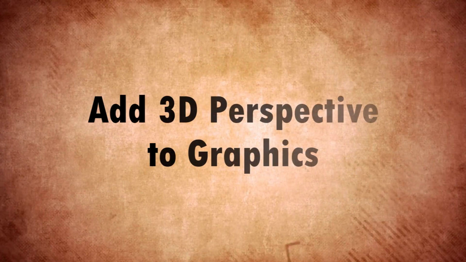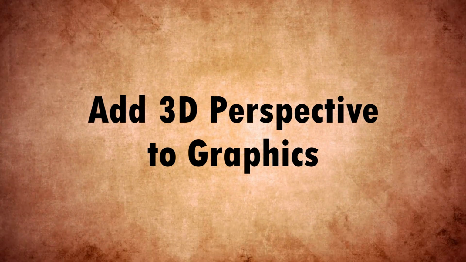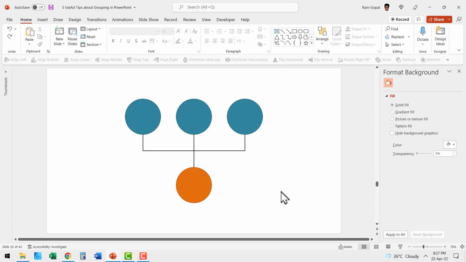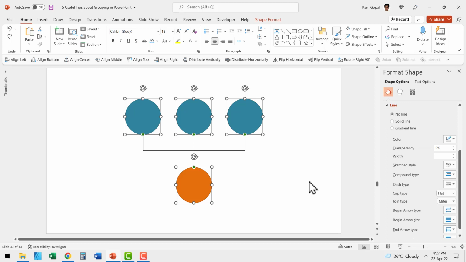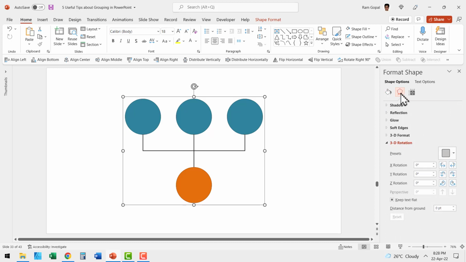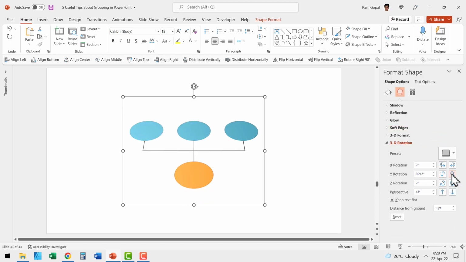The next creative use of grouping in PowerPoint is you would be able to add 3D perspective to graphics and take them to the next level. Let us say you have an org chart that looks like this. This looks pretty mundane. Now I can select all the elements, use Ctrl G shortcut and then go to Effects option, go to 3D Rotation and add Perspective Relaxed, and you can even increase the angle a little bit. Now you have a 3D org chart.